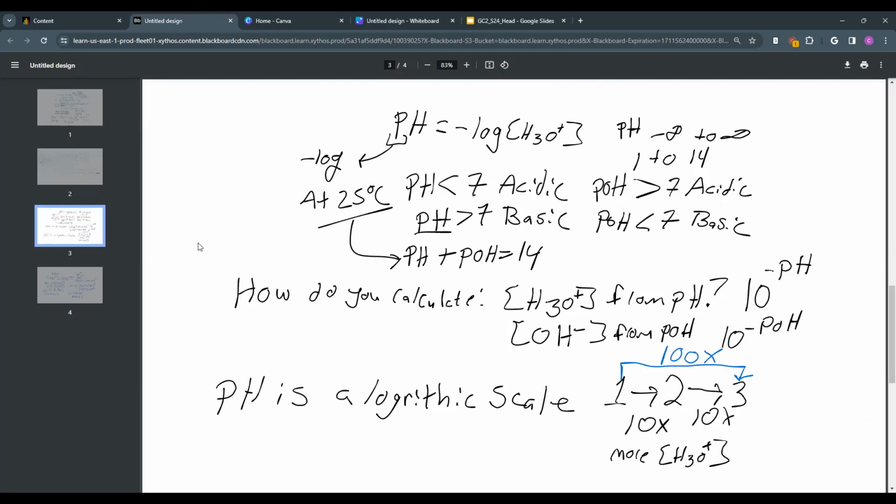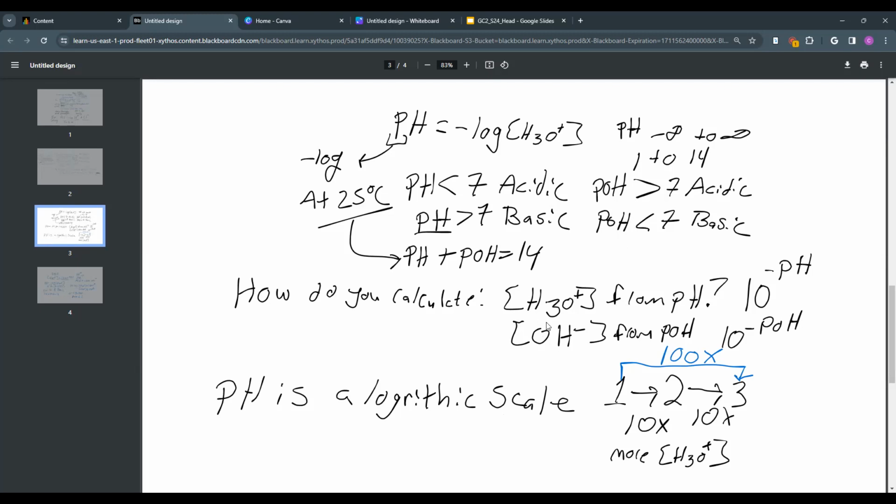From there, we went on to pH. Whenever we see the lowercase p mathematically in chemistry, that always means minus log. So pH is minus log H3O plus. If pH is below 7, it's acidic. If it's above 7, it's basic. And then we have the relationship pH plus pOH equals 14. We can also calculate pOH. It's just minus log OH concentration, and it's the opposite of pH.